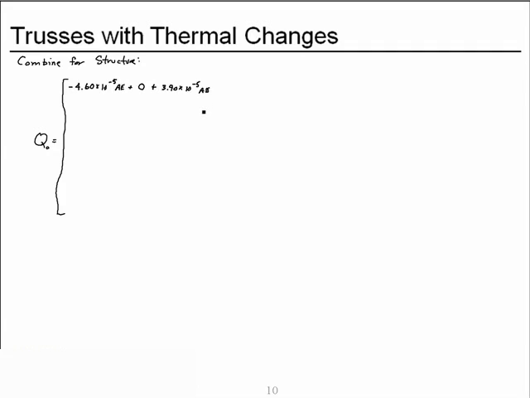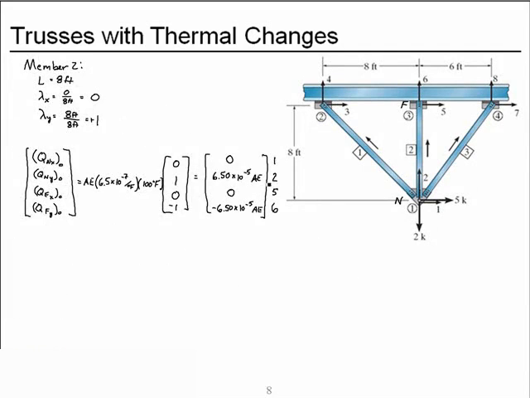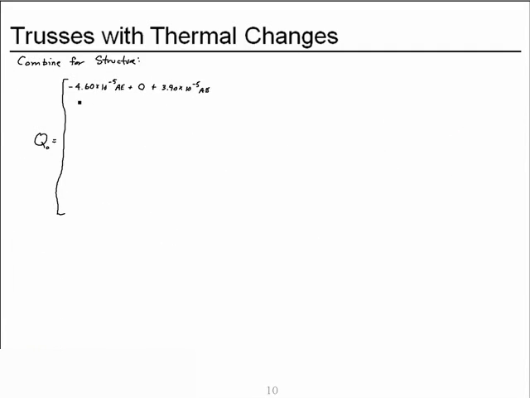Degree of freedom 2. We have this component from member 1, this component from member 2, and this component from member 3. And so we have 4.60 times 10 to the minus fifth AE plus 6.50 times 10 to the minus fifth AE plus 5.20 times 10 to the minus fifth AE.